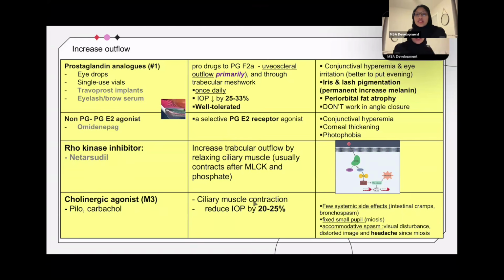And the other thing is, because it causes contraction, it causes miosis, so it causes fixed pupils in small size, and that's not always good because it can cause spasm with that, cause visual disturbances and headache, because the pupil is always constricted, and you can feel like the light is not going in all the time, you feel a headache, right? So that is a bad thing for cholinergic agonists.